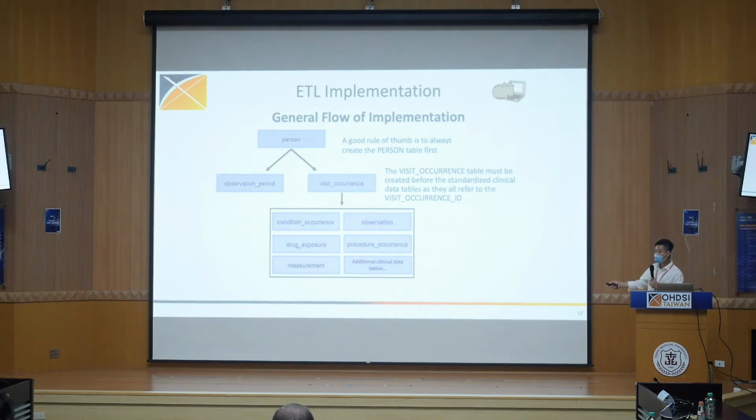For the visit occurrence, for example OPD or admission, you will put it in the visit occurrence table here. And after that, the diseases related to the visit you will put in condition, and the other observations you will put in observation here, and the drugs, procedures, lab tests, and the other related tables you will put in later on.